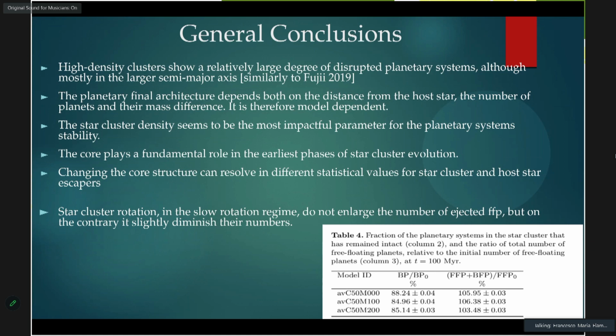Finally, star cluster rotation in the slow rotation regime does not enlarge the number of ejected free-floating planets, but diminishes them. And this is very important because rotation is a property that is very common in realistic star clusters, especially if they orbit around a galaxy.